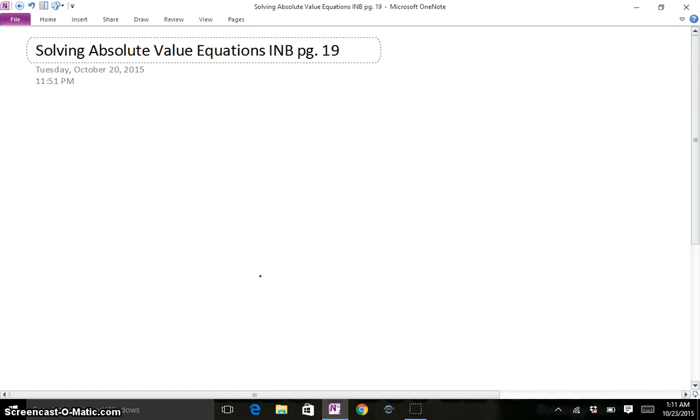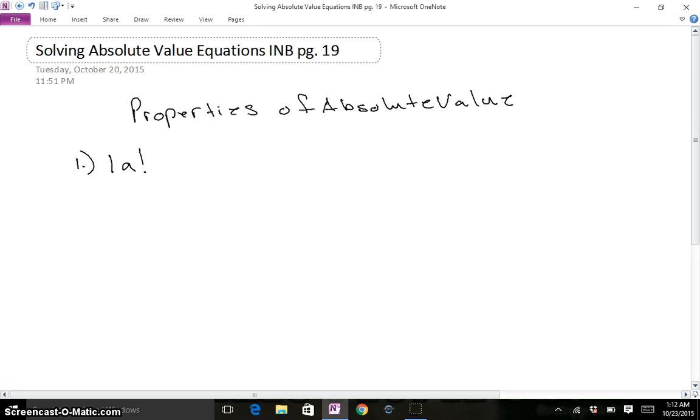Alright, in this lesson we're going to learn how to solve absolute value equations. These are going to be notes you need to write down in your interactive notebook on page 19. Alright, so there are some properties we need to know about absolute values. One of those properties is the absolute value of a number a is greater than or equal to 0. In other words, it's always positive.